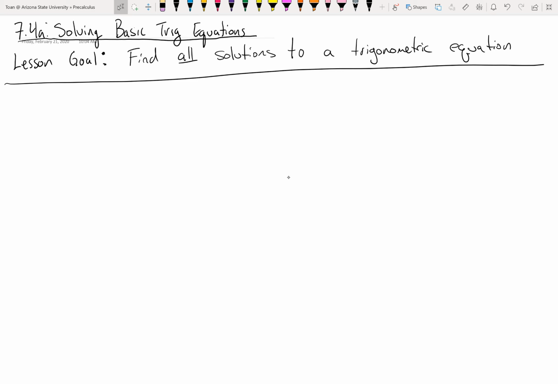Well, when you solve a trig equation, you are asked to solve for answers. You're always going to be asked to solve for x or theta or whatever it is. So it sort of makes sense that we need to be adept or be experts at angles.